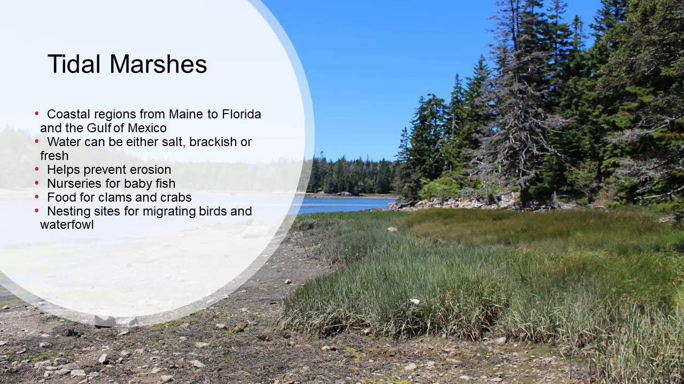Tidal marshes help prevent erosion of the shoreline during severe storms. They also provide food for clams, crabs, and even baby fish. These are sometimes called nurseries because they shelter and provide habitat for these baby fish. These coastal marshes also provide nesting sites for some types of migrating birds and waterfowl.